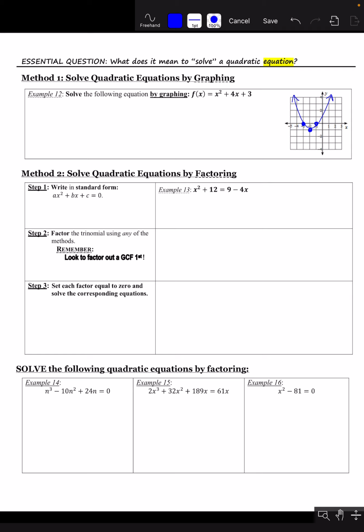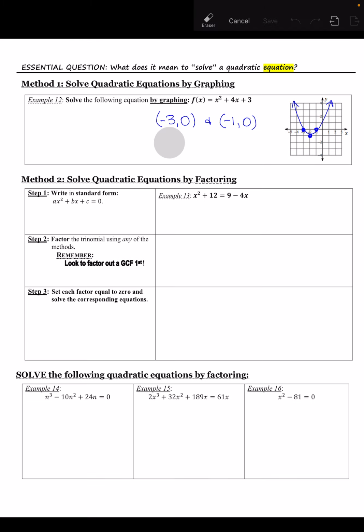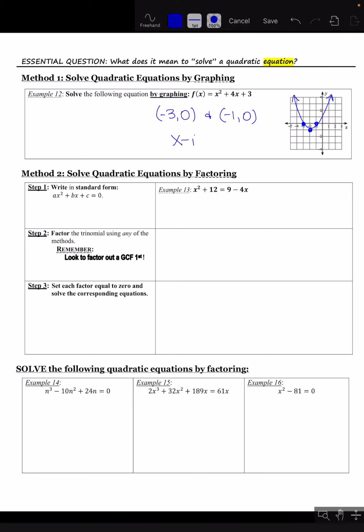And so we'll spend a lot more time graphing in the next unit, and we'll talk about all the characteristics. But that is the first method, the easiest method, the quickest method to solve a quadratic equation, especially when you get things like crazy numbers with decimals and all that stuff. So my solutions are the x-intercepts, and so I've got one at -3, 0 and one at -1, 0. And so those are your x-intercepts.